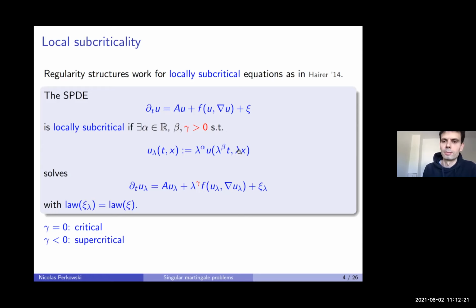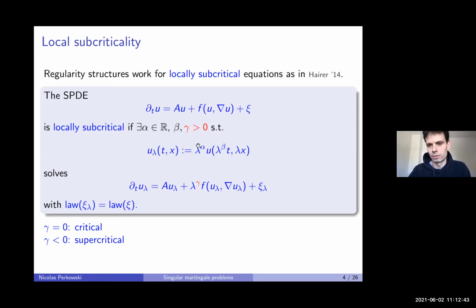So we want to send lambda to 0. So we zoom into the small spatial scales, and then we also want to zoom into the small time scales, which means the beta here should be positive as well. So we do space-time scaling like this. For example, if A would be the Laplacian, the beta should be 2 here, because then this will be the parabolic scaling induced from the Laplacian.